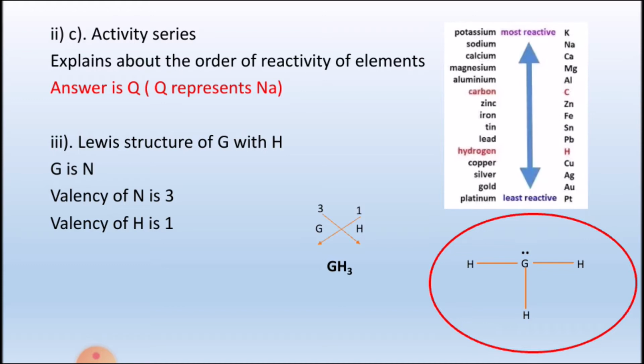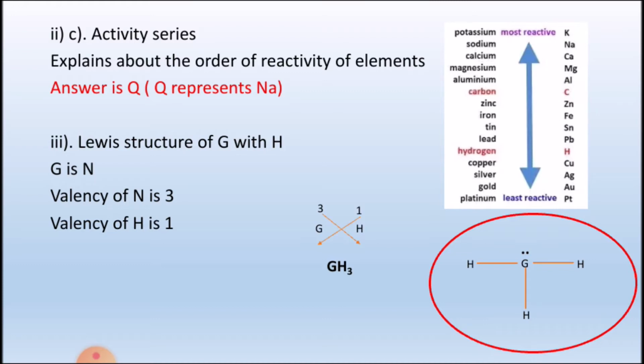So the best approach is, first you find the position of this element in the periodic table, that means the group that it belongs to. From the group we can get an idea about its valency. From valency we can get an idea about the number of bonds that it can form. So here it is obvious that nitrogen is present in group 5, so therefore its valency is 3, and hydrogen has a valency of 1.